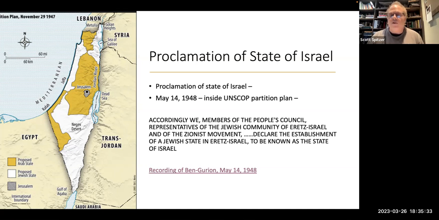It will safeguard the holy places of all religions, and it will be faithful to the principles of the Charter of the United Nations. We appeal, in the very midst of the onslaught launched against us now for months, to the Arab inhabitants of the state of Israel to preserve peace and participate in the upbuilding of the state on the basis of full and equal citizenship and due representation in all its provisional and permanent institutions. We extend our hand to all neighboring states and their peoples in an offer of peace and good neighborliness, and appeal to them to establish bonds of cooperation and mutual help with the sovereign Jewish people settled in its own land. The state of Israel is prepared to do its share in a common effort for the advancement of the entire Middle East.